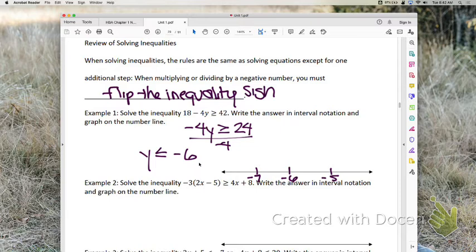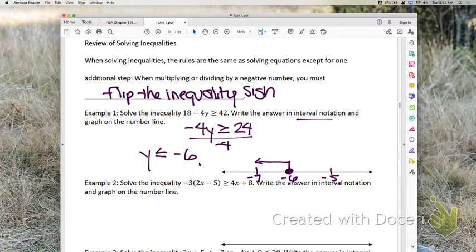And then graph normally. Remember that this symbol means what kind of dot? Closed dot. And I would shade or draw an arrow which way? To the left. Okay? So that's what that looks like.